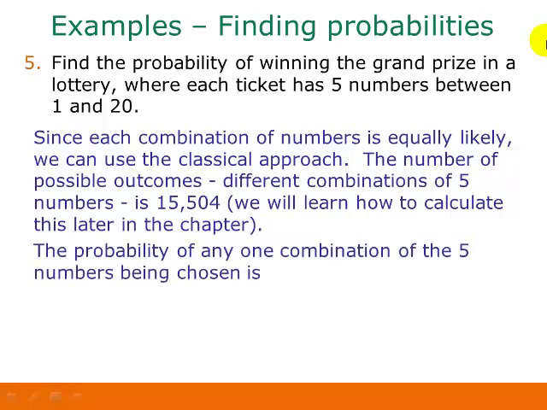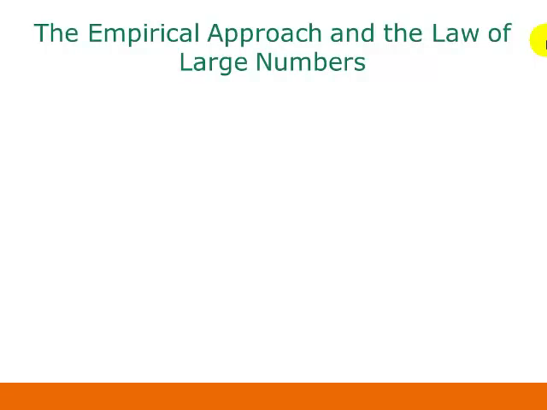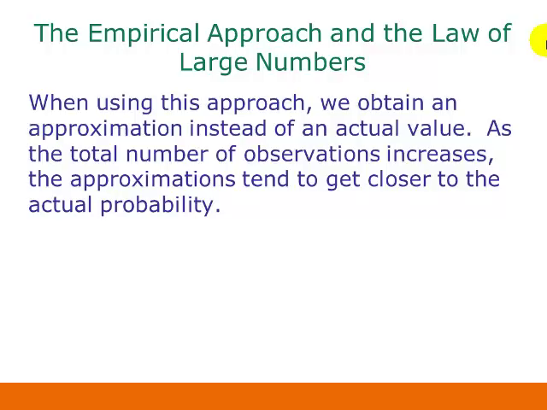The probability of any one combination of the 5 numbers being chosen is 1 out of 15,504. So out of all those different combinations, if we're going to choose 1 out of all of those, then the probability of choosing that one is just 1 divided by our total number of possibilities. If we divide this, we get 0.00006, so the probability of winning the grand prize in this lottery would be 0.00006.